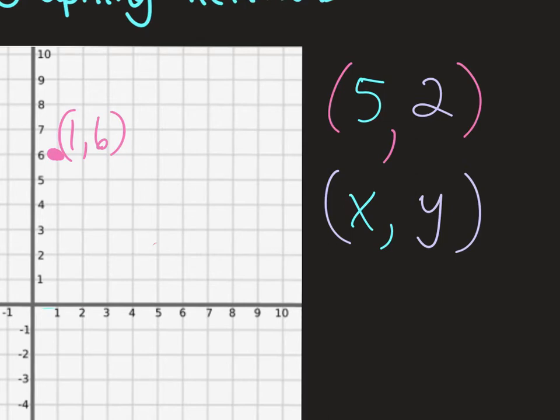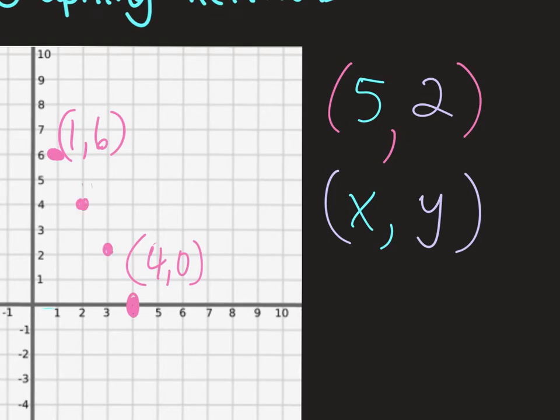Let's do another dot. This is going to be a weird one. What if I had a dot on the x-axis? What would be the ordered pair for that dot? Did you choose the correct answer, which was 4, 0? We're going sideways 4, but we're not going up and down anything.